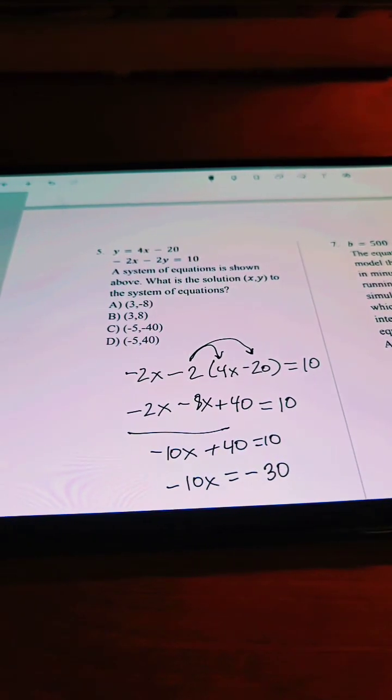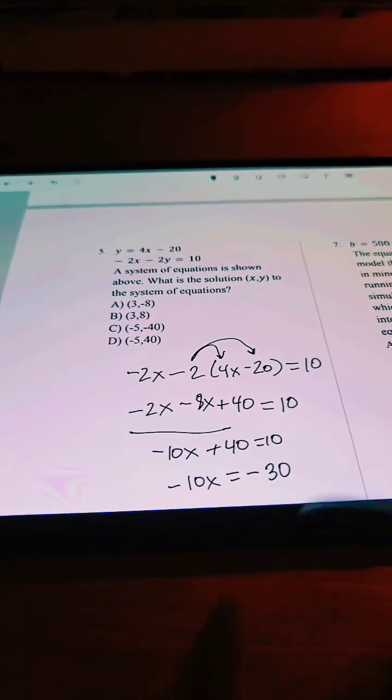Did someone ask a question? I'll look at the comments after I finish this.